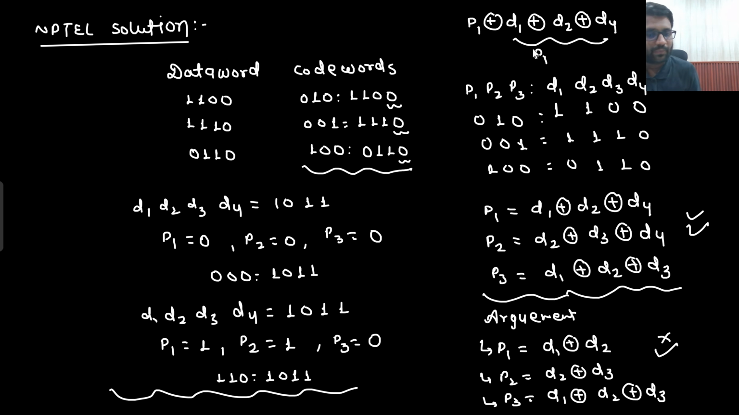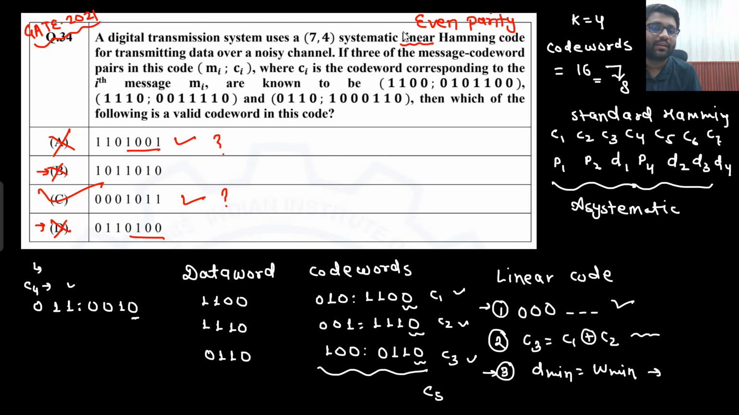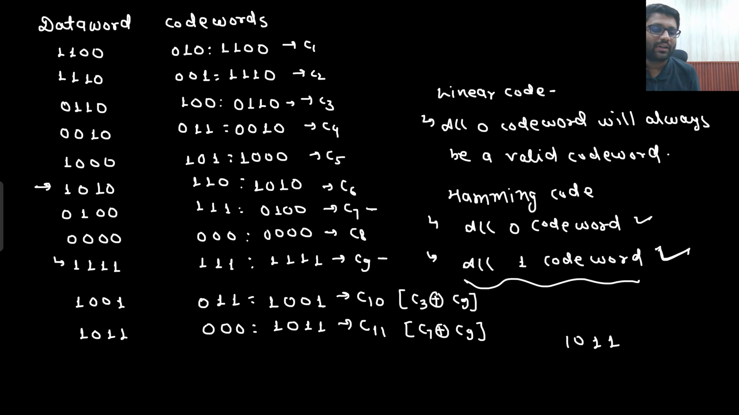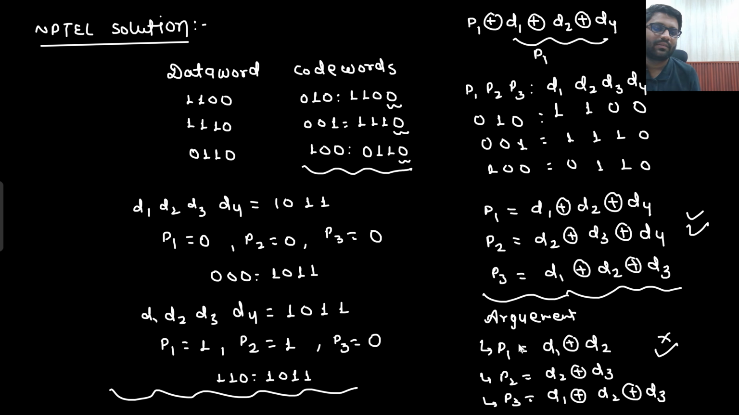So by default, we will always take an even parity Hamming code. Even parity Hamming code says that whatever parity bits you are generating, you do the XOR operation of these parity bits with the generated parity bits. Basically, you do P1 XOR D1 XOR D2 XOR D4. It should come out to be 0, which will surely come out to be 0 only.